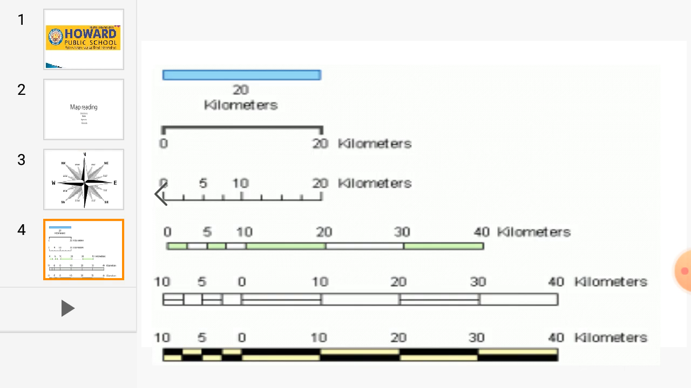Then coming to the scale. It is not possible to show the actual size of the things that are shown in the map. So that is why scales are used. The scale is the ratio between two points on the ground and their corresponding distance on a map. For example, children, suppose the distance between Bangalore and Hyderabad is 500 kilometers. It is the actual distance. It is not possible to draw that much distance in a map. Why? Because it takes a large portion to cover it.